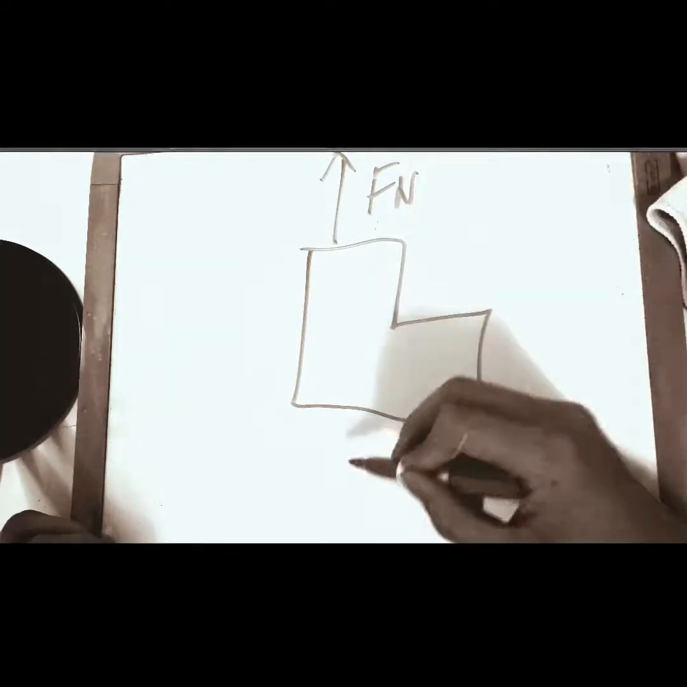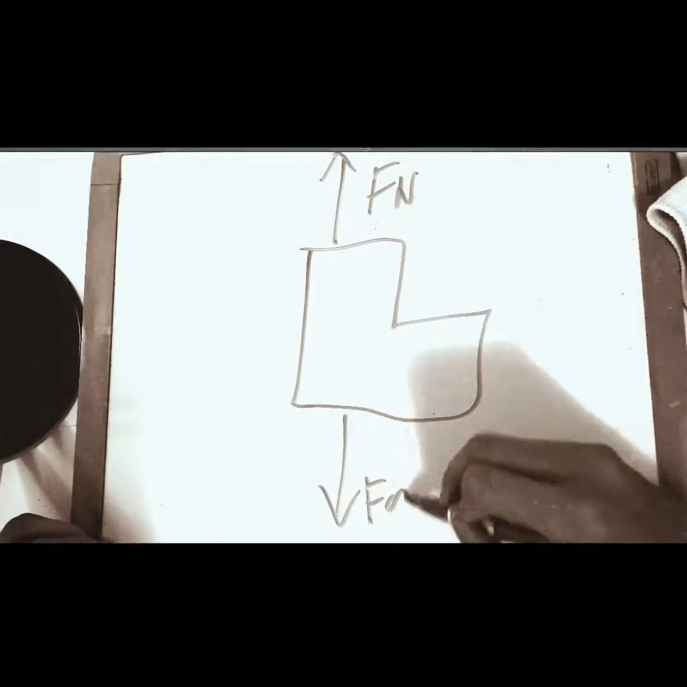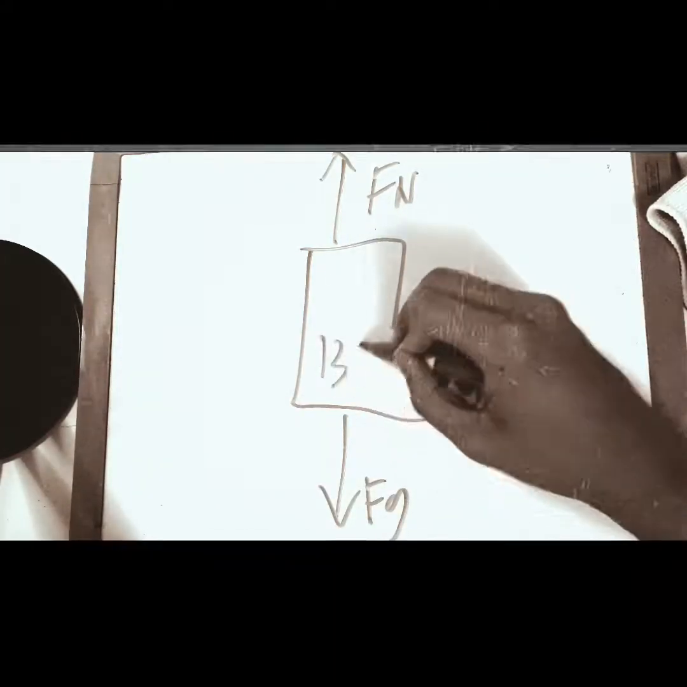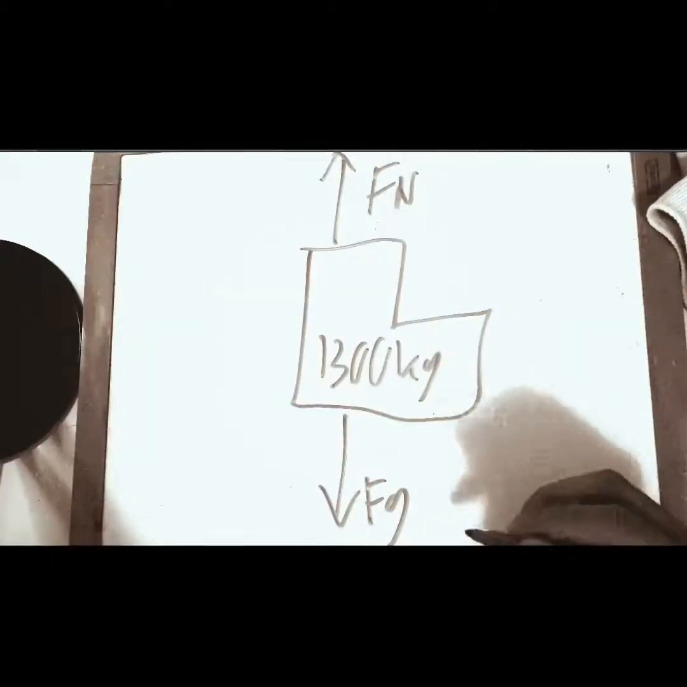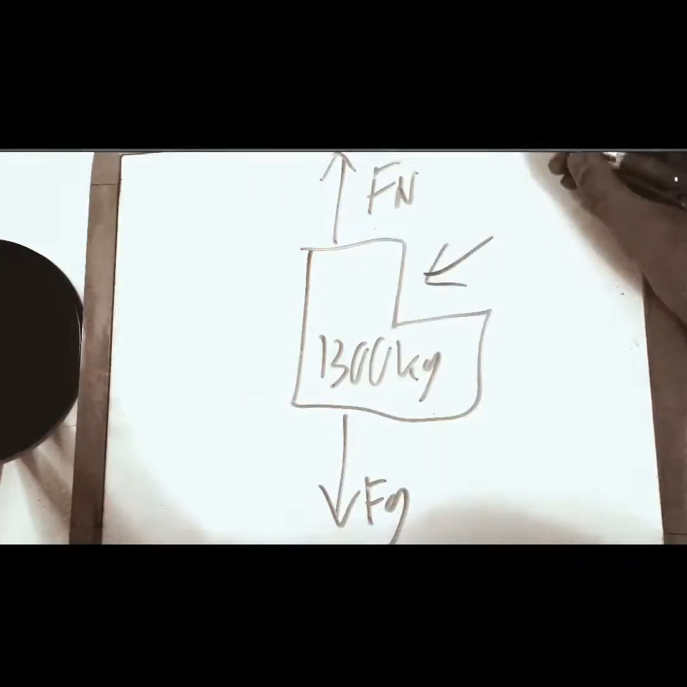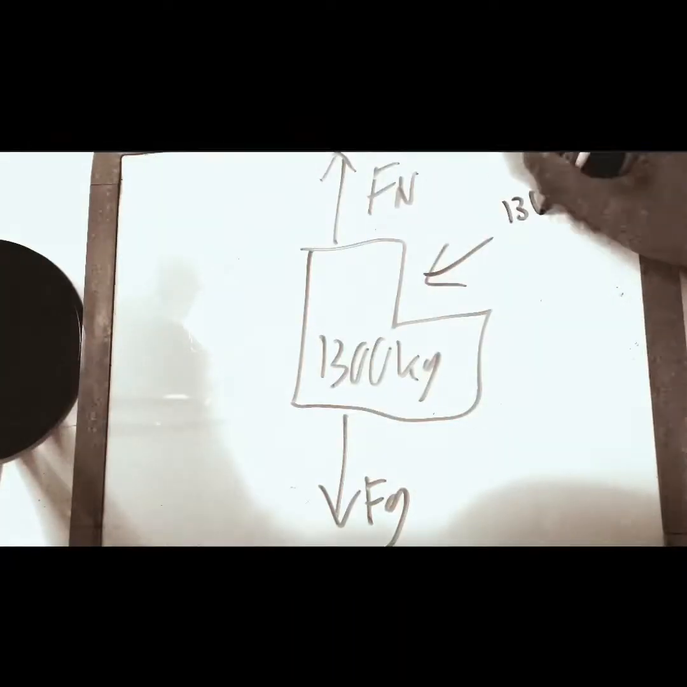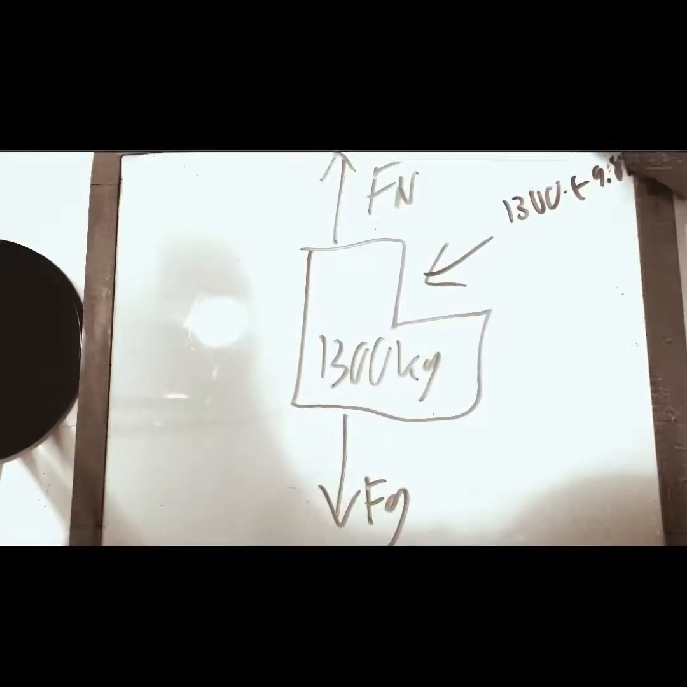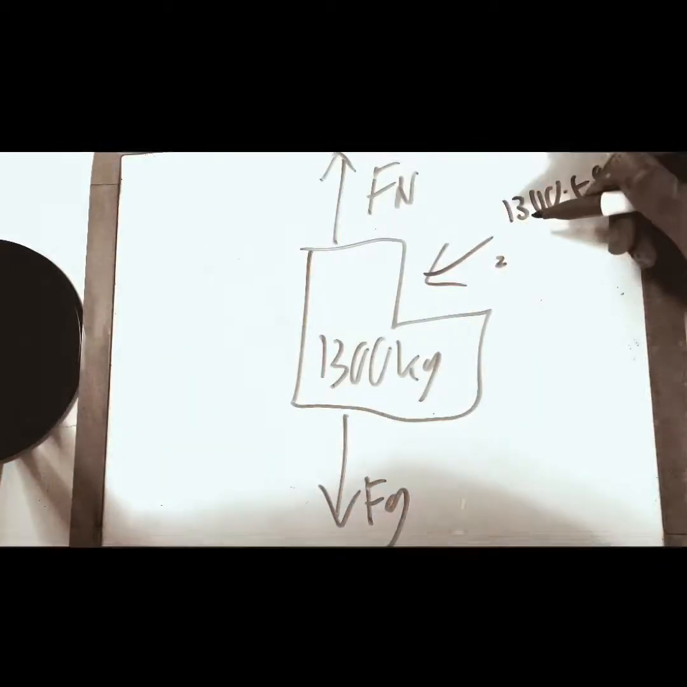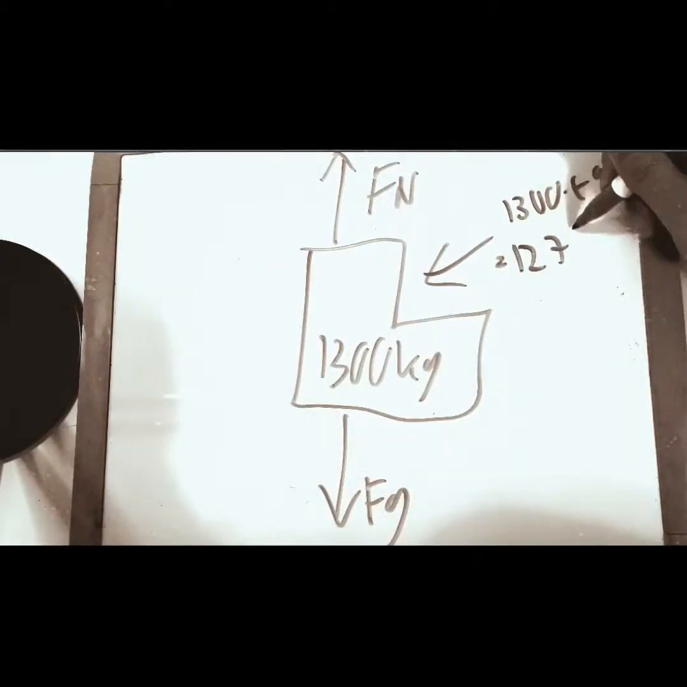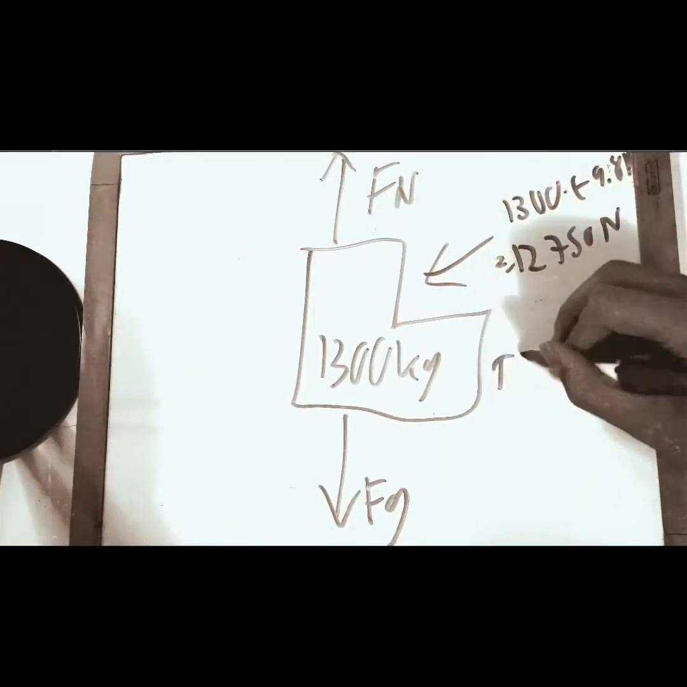Or a deceleration force acting on the object, there is only Fg and Fn, normal force and force of gravity. So let's say the car is 1300 kilograms, then the force of gravity, 9.81 multiplied by the mass, will have an Fg of negative 12,750 newtons.